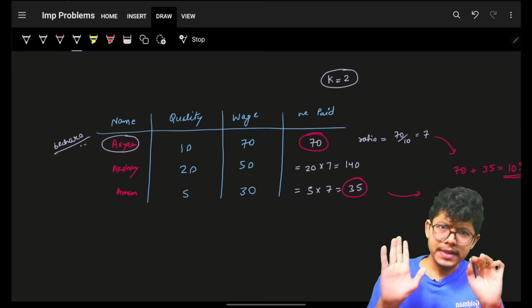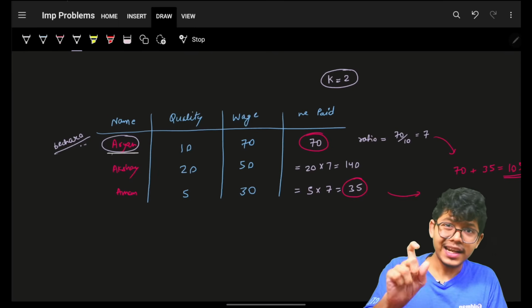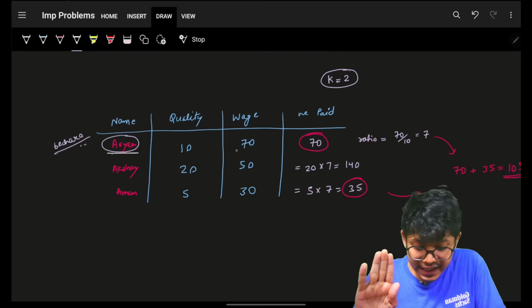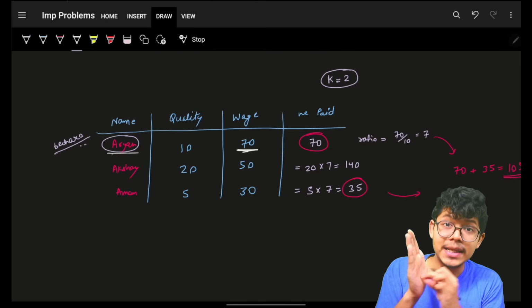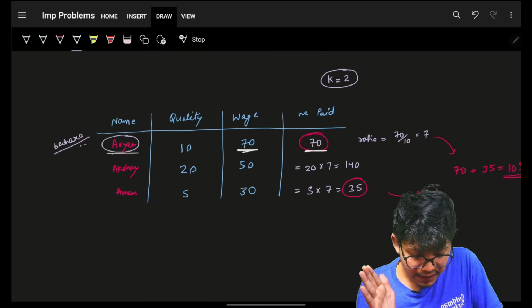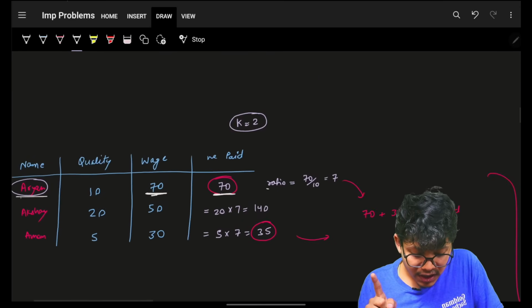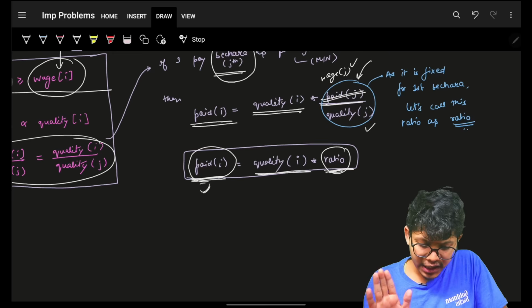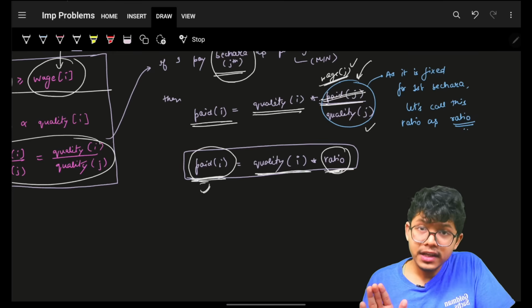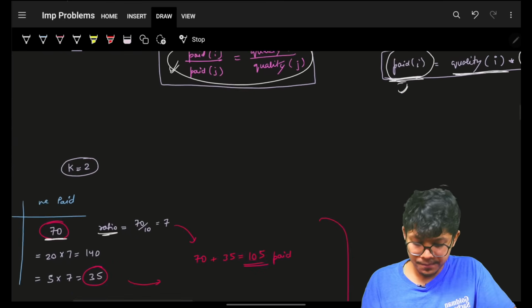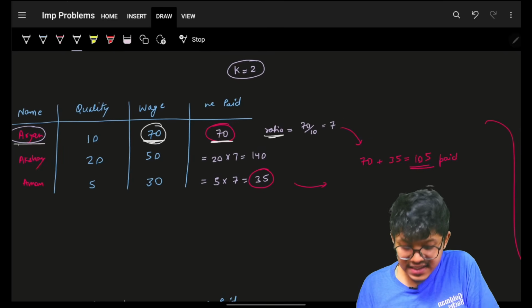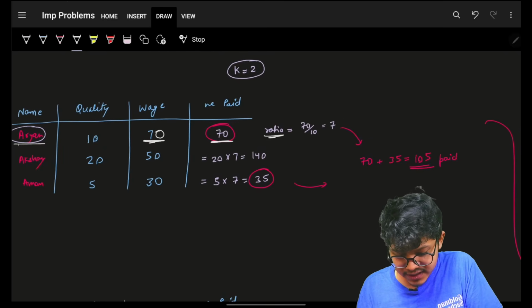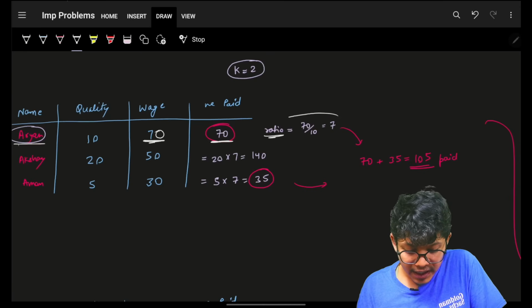A simple example: let's say Aryan is the bechara, which means he will get exactly the minimum wage he requires. So okay, he will get 50. But what will be the ratio for him? Again, it is simple maths. The ratio will be wage of Aryan upon quality of Aryan. So wage of Aryan is 70, quality of Aryan is 10, so his ratio will become 7.